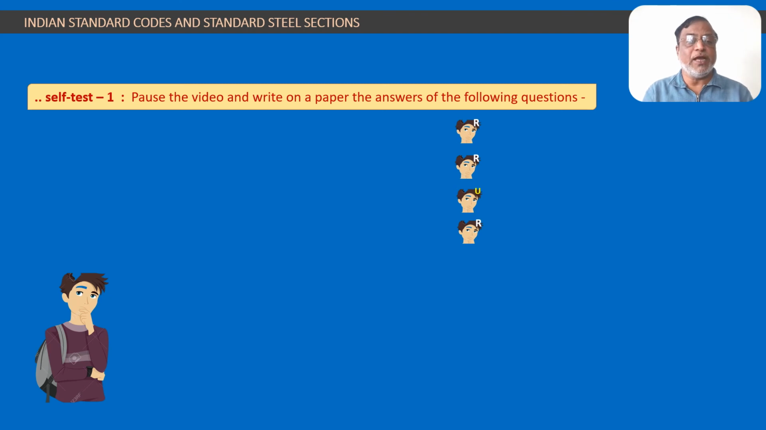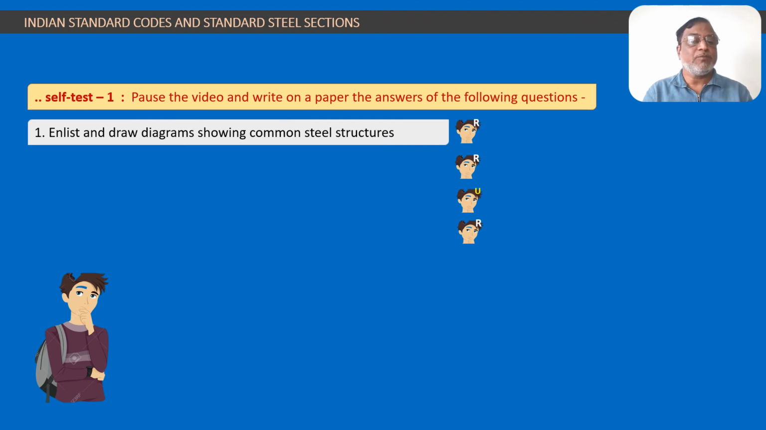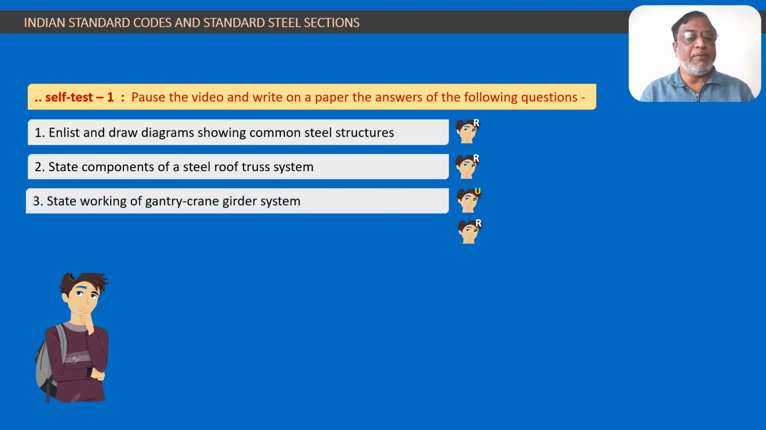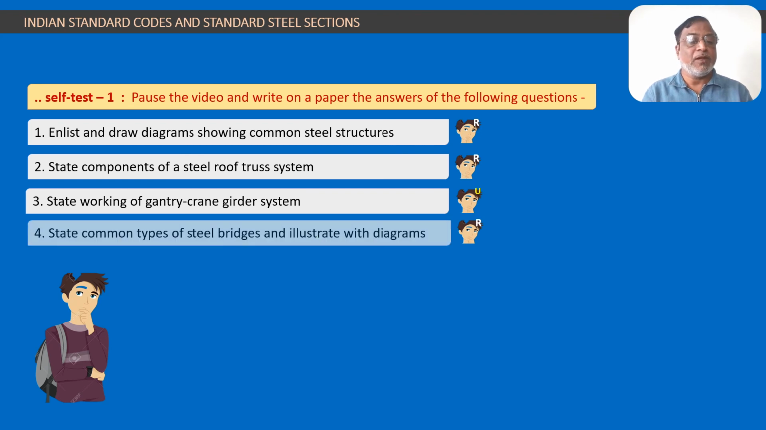Coming to the end of this video lecture, we have a self-test now. There are 4 questions. The first question is enlist and draw diagrams showing common steel structures. This is a remembering level question. Second is state components of a steel structure roof truss system. This is also a remembering level question. Third, state working of gantry crane girder system. This is an understanding level question. And the fourth question is state common types of steel bridges and illustrate them with diagrams. This is also a remembering level question.